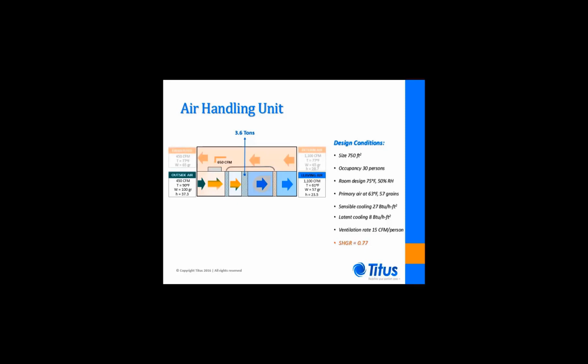This will require about 3.6 tons of cooling. It must then be reheated to its discharge air temperature of 61 degrees using the runaround coil. Its temperature will be assumed to rise by another 2 degrees before it's discharged into the room. The return and exhaust air conditions are also shown on this illustration.